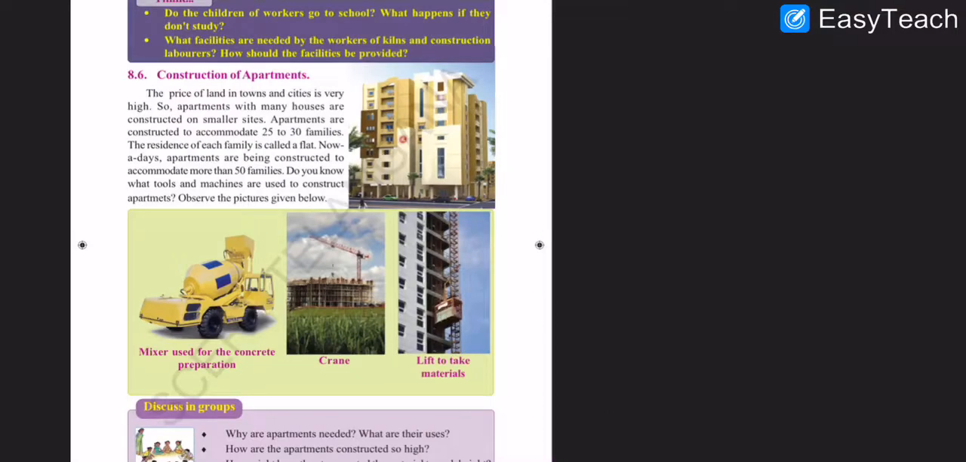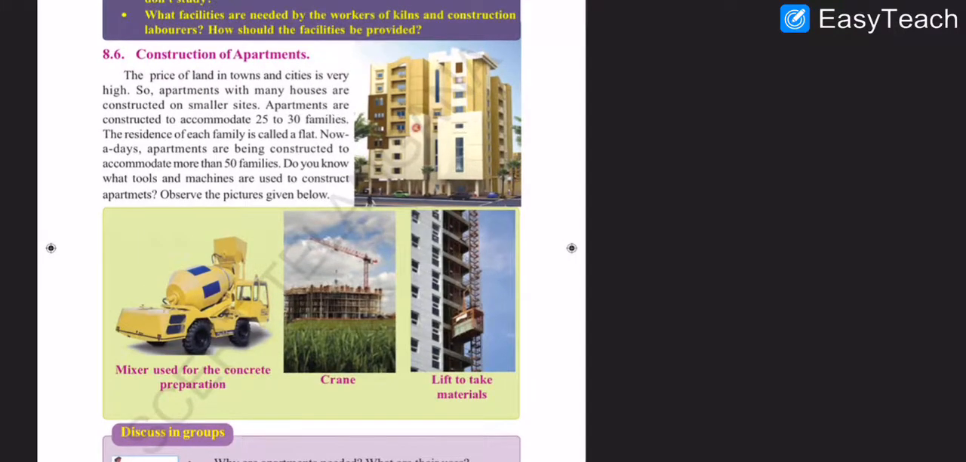See page number 98. See the side heading, construction of apartments. The price of land in towns and cities is very high. So apartments with many houses are constructed on smaller sites. Apartments are constructed to accommodate 25 to 30 families. The residence of each family is called a flat. Nowadays, apartments are being constructed to accommodate more than 50 families.